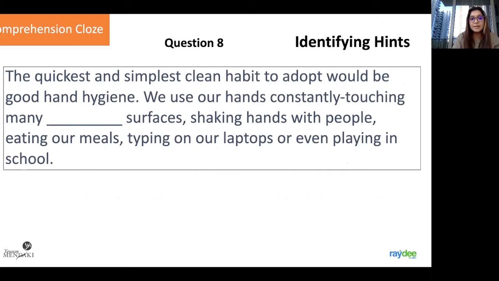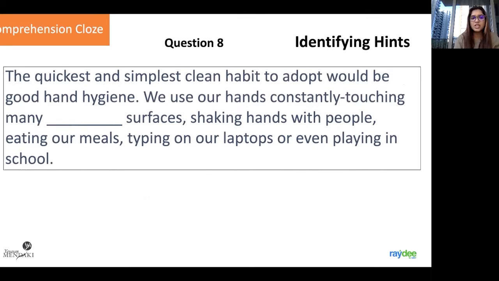The quickest and simplest clean habit to adopt would be good hand hygiene. We use our hands constantly touching many what surfaces? Shaking hands with people, eating our meals, typing on our laptops, or even playing in school. Now, this extract, we are talking about hand hygiene, right? Cleanliness of hands. So we use our hands constantly touching. So you must direct your students.